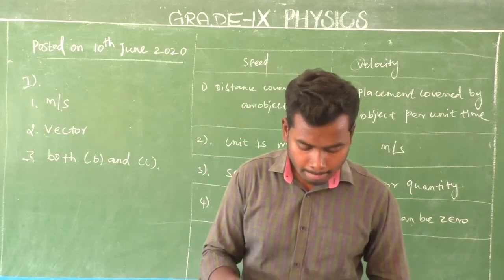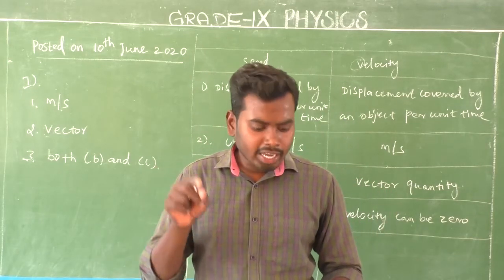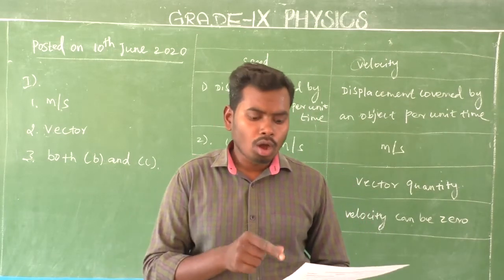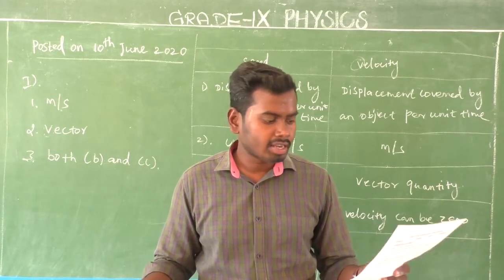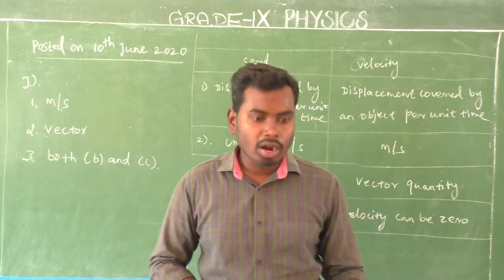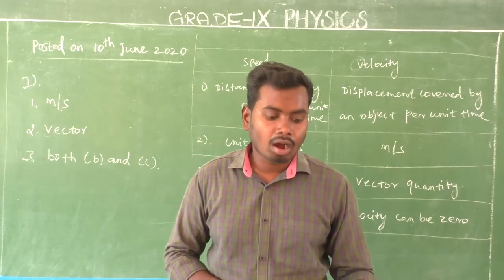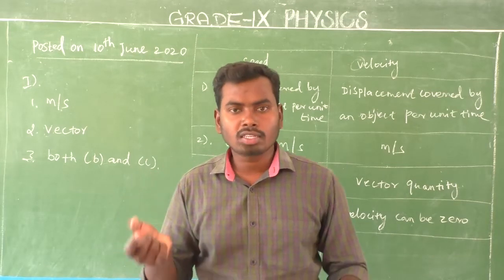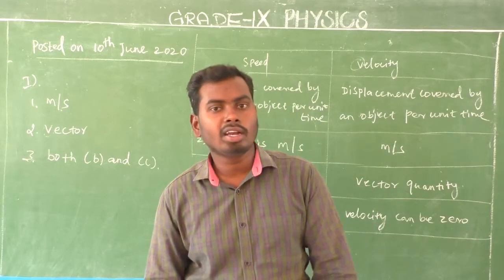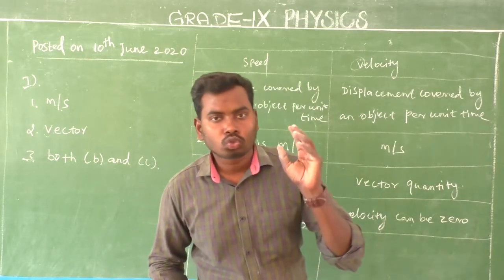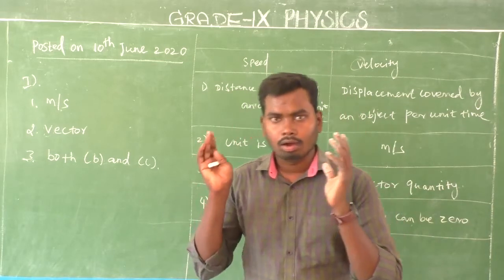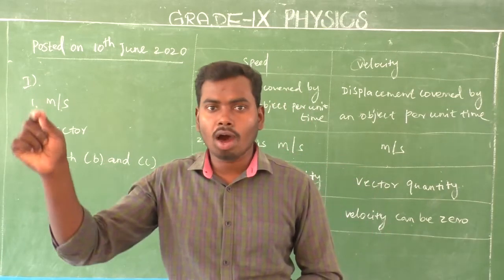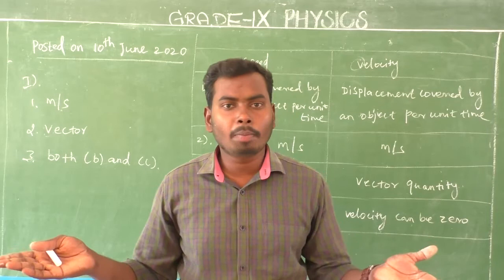Look at the eighth one. Name the physical quantity which gives us an idea of how slow or how fast a body is moving. What quantity is that? That is speed. Speed only tells us how fast or how slow the object is moving, but it doesn't specify any particular direction.